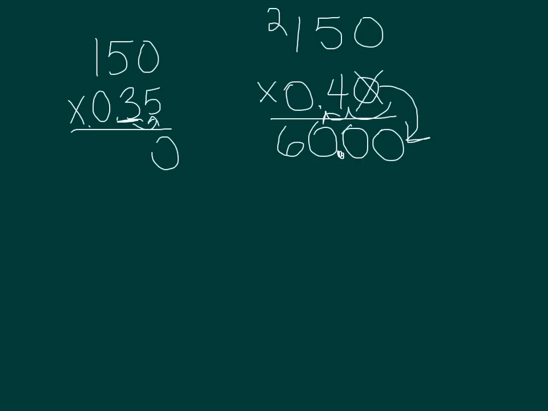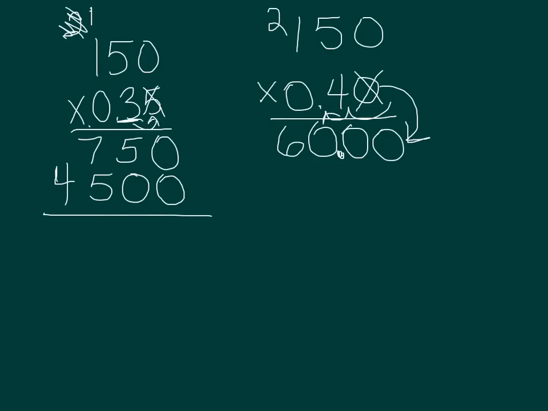0 times 5 is 0. 5 times 5 is 25. Regroup the 2. 5 times 1 is 5, plus 2 is 7. Now we put our 0 down to hold the place. We're done working in the ones, or in the furthest place to the right, so we're moving over to the tenths place. The 3 times 0 is 0. 5 times 3 is 15, and we're going to regroup the 1. We're done with this 2. 3 times 1 is 3, and then plus 1 is 4.